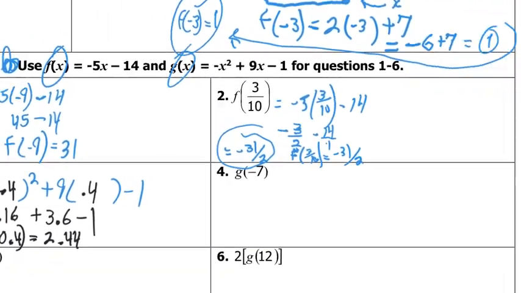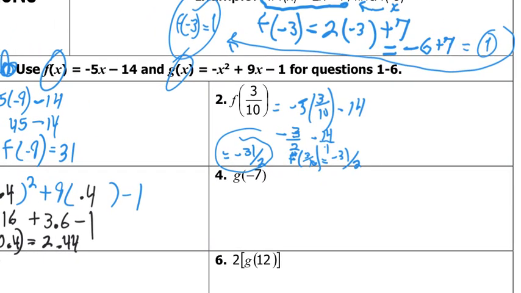Same thing, but put a -7 in. So you have negative parentheses squared plus 9 times something -1. We're putting a -7 in there, and in the other one. Be careful here. On your calculator, make sure you use the parentheses.